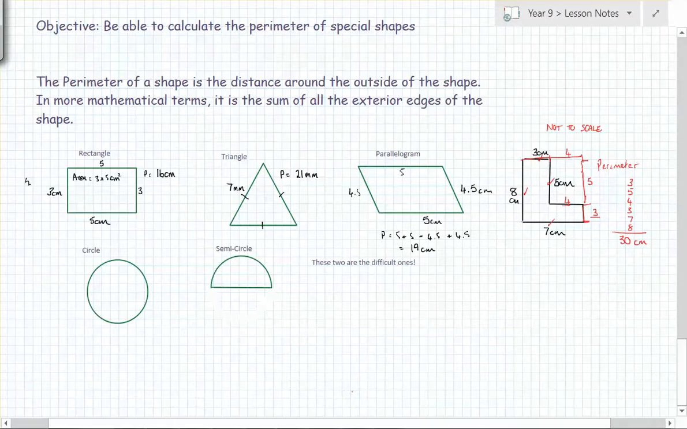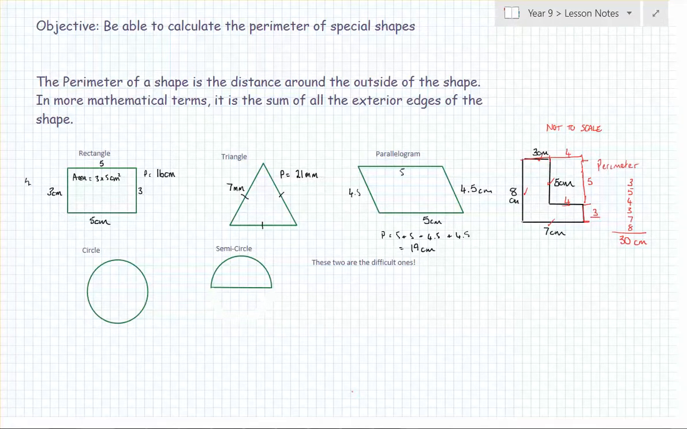So, what we're looking at, we've got the other shapes. Perimeter is a lot easier than area. Okay? So area takes a bit more thought. Area of a rectangle is fine. We didn't do triangle, parallelogram. We've done them before. Area of a circle.